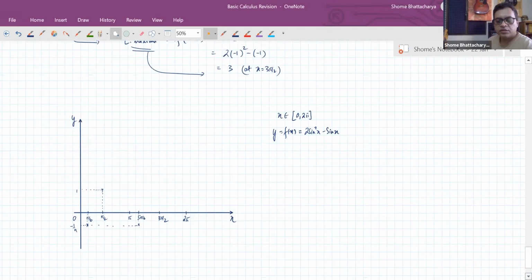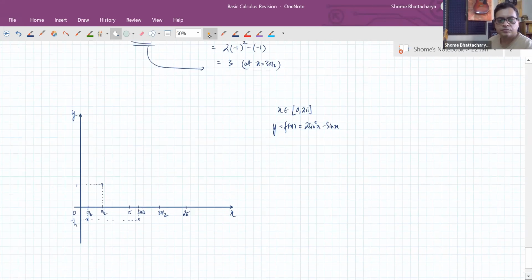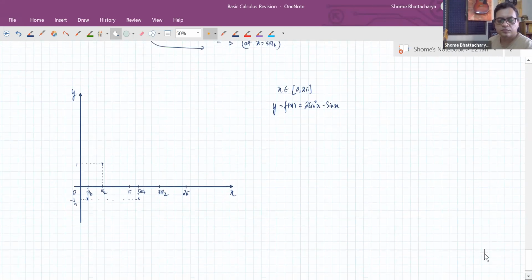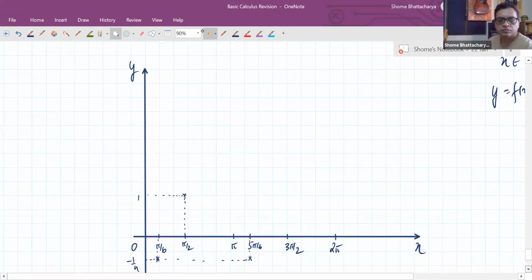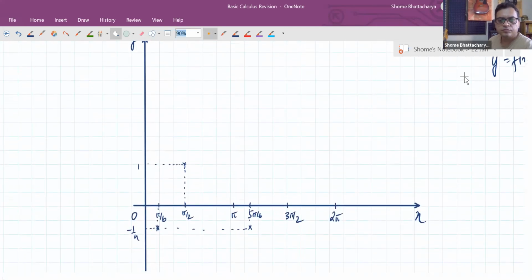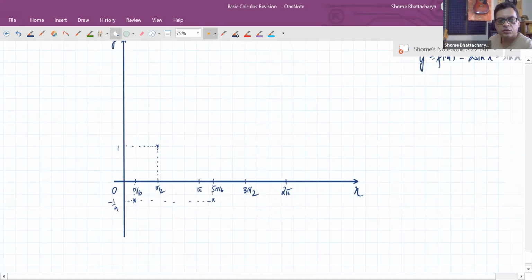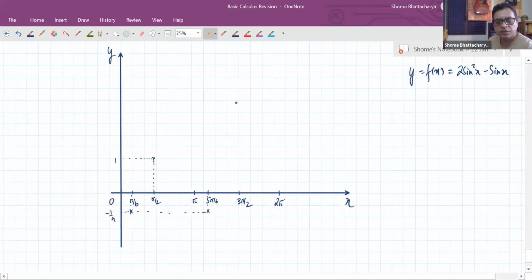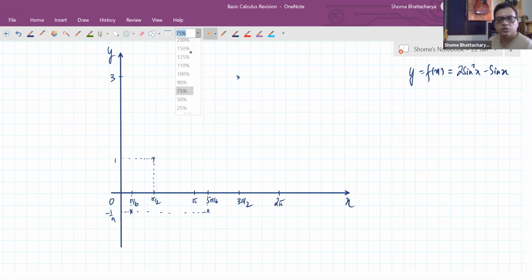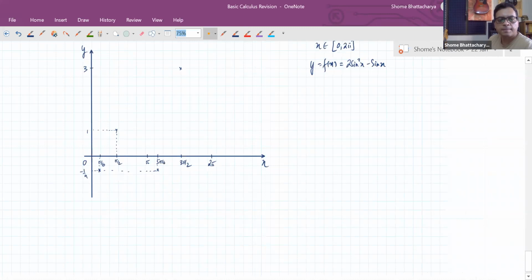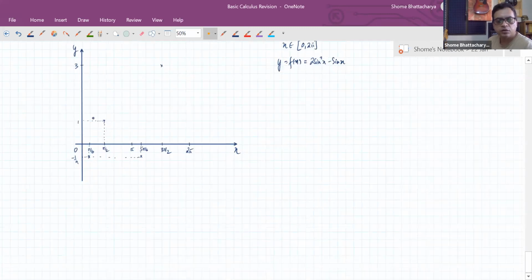Right. So it has this kind of a value at 3 pi by 2, a value of plus 3. So let's say that takes it somewhere here. So this is going to be now the graph of the function. I'm going to try and draw a rough sketch of the graph.